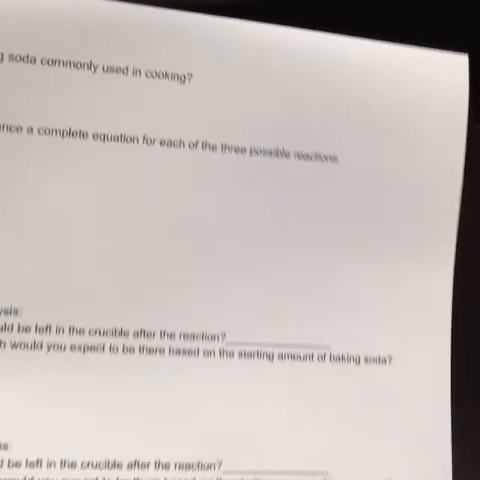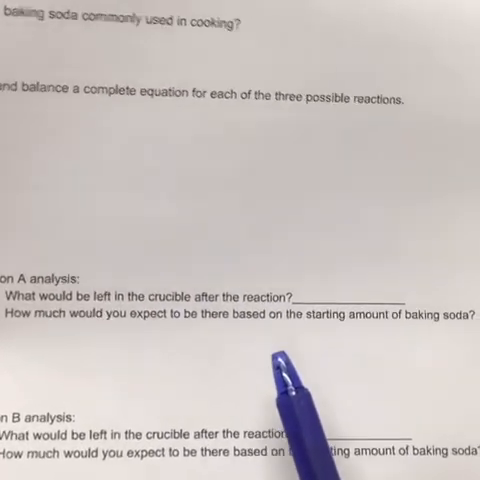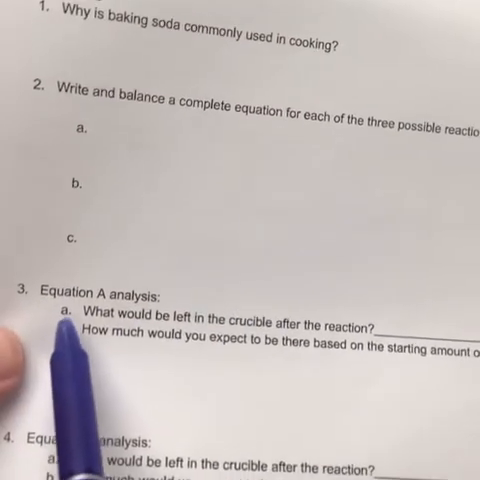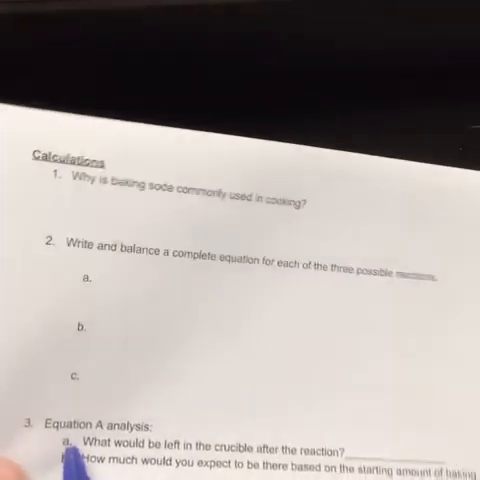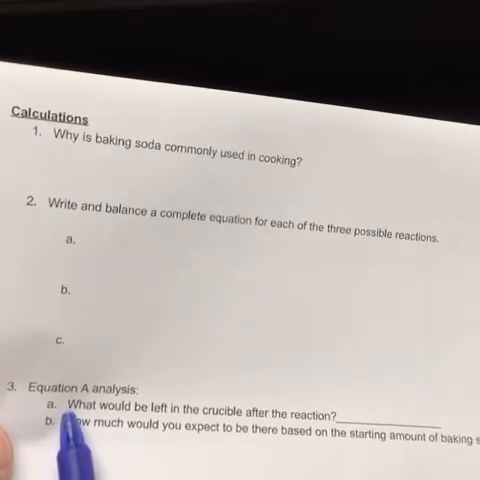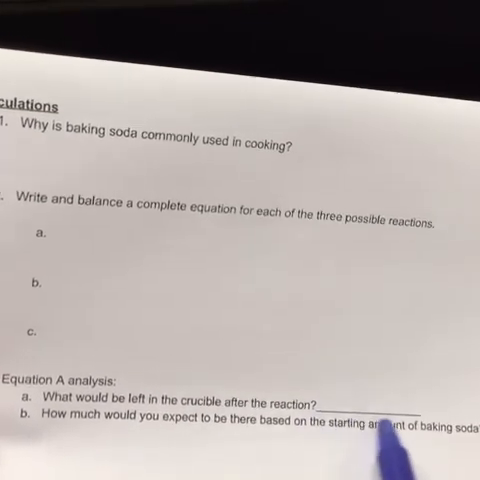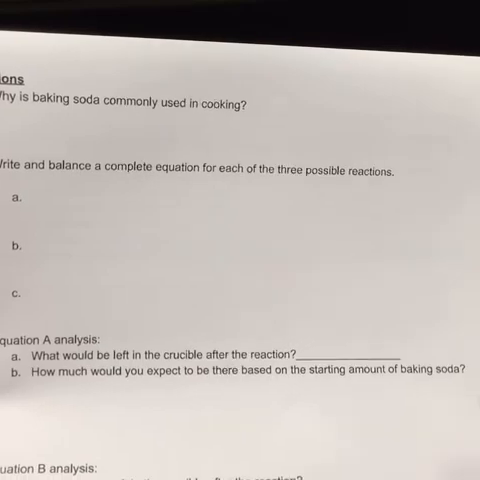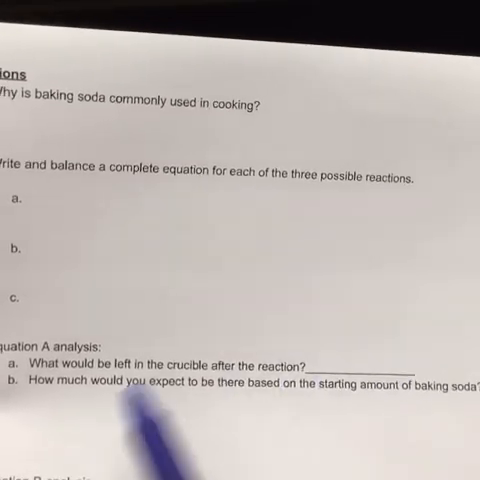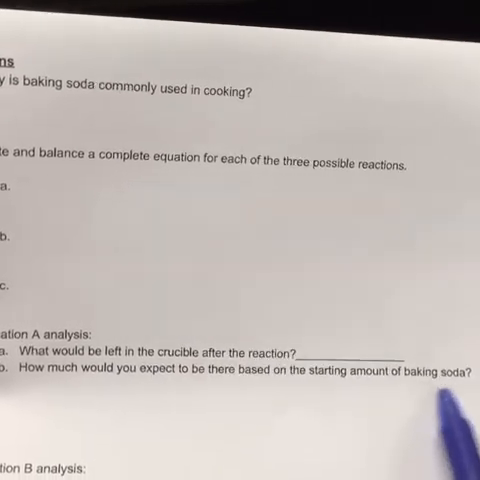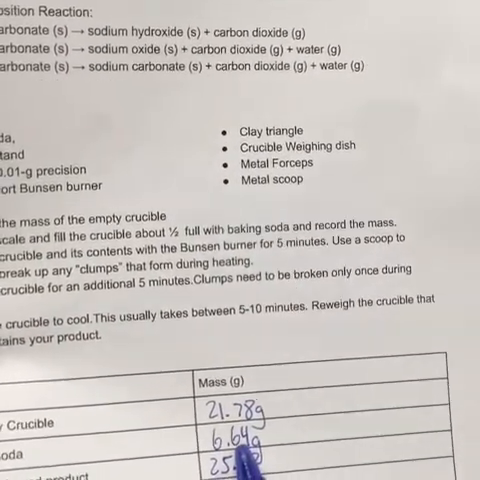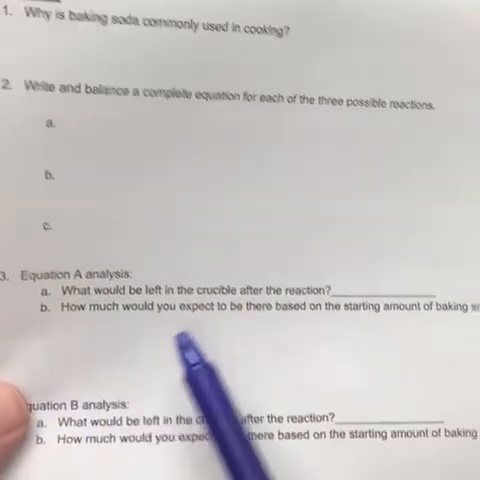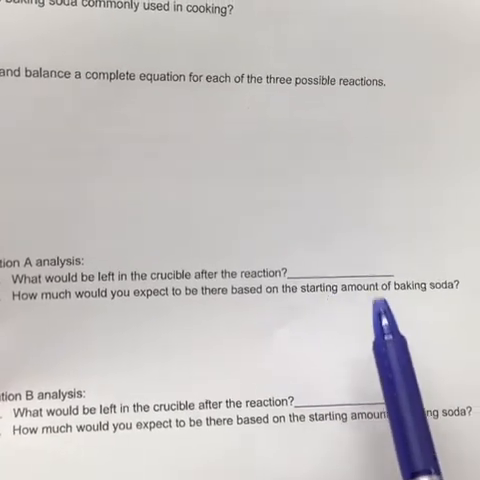And then once you have it, take a look at those equations. What is the possible chemical or chemicals that would be in that crucible if we were working with A? And then that product that we think is in the crucible, how much of it would we expect to make with our starting amount of baking soda? So if we look back here, we started with 6.64 grams of the baking soda. So with that in mind, how much product do we expect to make?